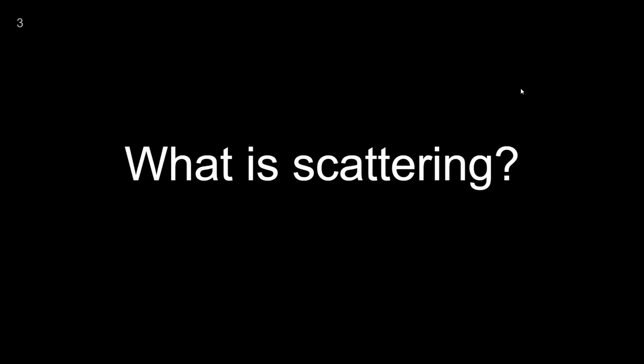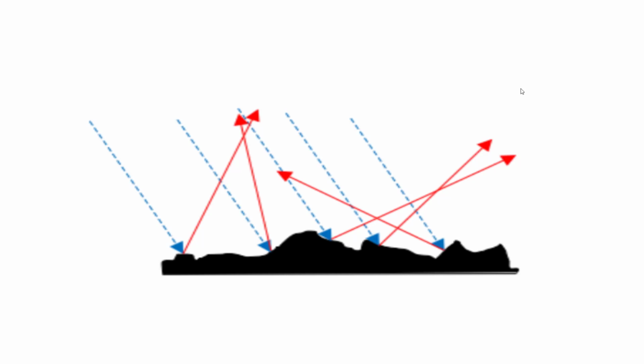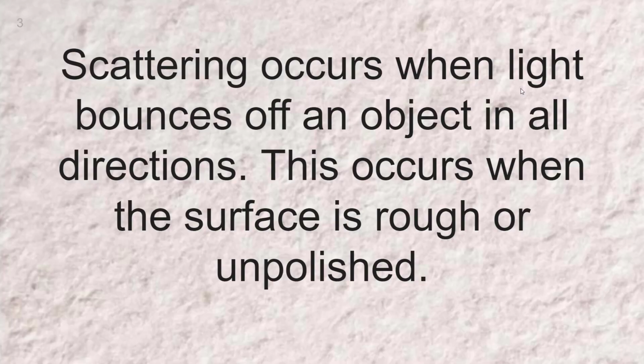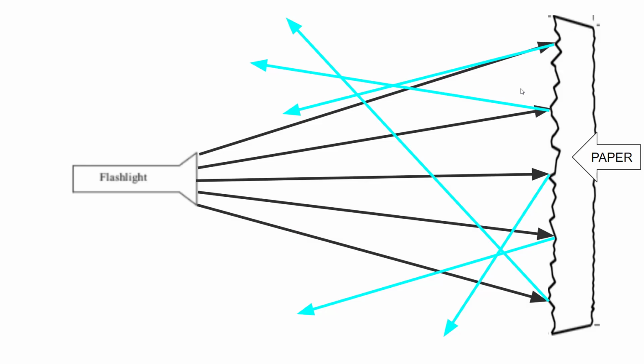So what is scattering? Scattering occurs when light bounces off a rough surface. Light rays hit the surface and bounce off in all directions with no set pattern. Scientific principle number 8. Scattering occurs when light bounces off an object in all directions. This occurs when the surface is rough or unpolished.